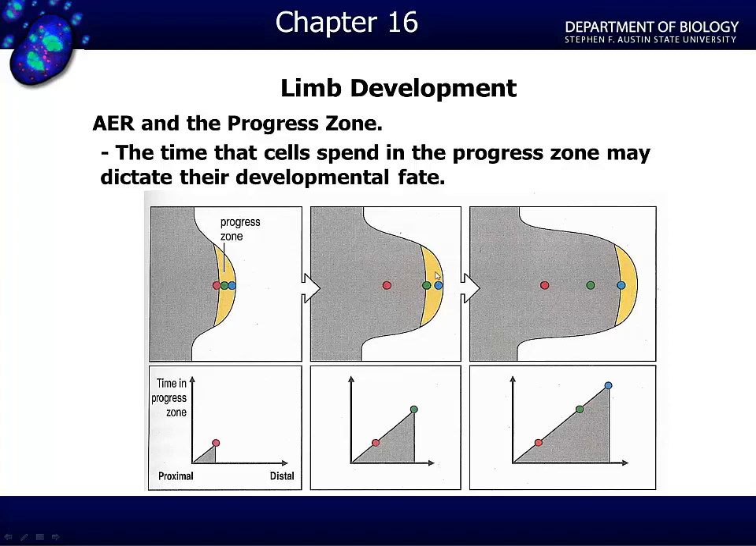Well, as the limb grows, we have the second set of cells that are under the influence for much longer before they leave. That's going to be, again, more time, a more distal structure, and we have, all along the way, we're going to have these cells. So there appears to be a relationship, and it's not necessarily going to be mathematical and have this nice linear pattern to it. But I hope you can appreciate the concept of time in the progress zone, which would also be equivalent to distance away from the apical ectodermal ridge, may be critical in dictating a proximal to distal pattern in the limb.